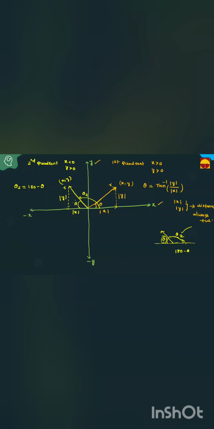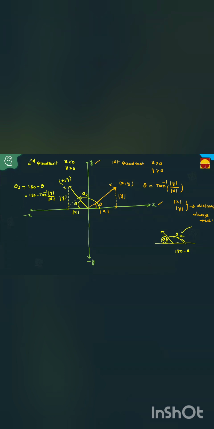This angle total is 180 degrees. You subtract this theta from 180, and you get theta 2. Then it is 180 minus tan inverse y by x, where y and x are the distances. How to calculate the angle in the second quadrant? When x less than 0, y greater than 0, you apply 180 minus tan inverse y by x. Don't take these values as negative; you directly take the positive values. Y and x you substitute as positive, not negative.